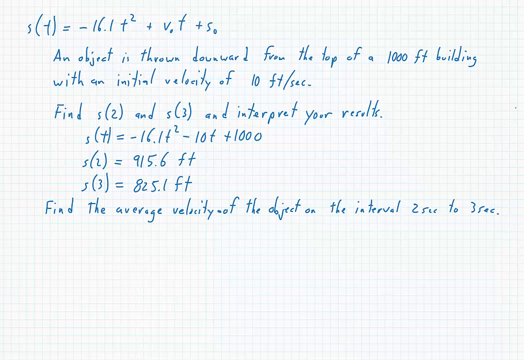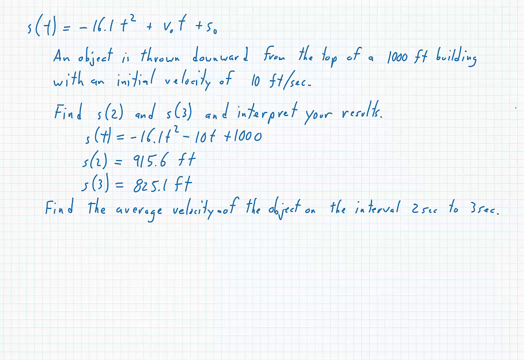So we're asked to interpret our results. S of 2 is the height of the object after 2 seconds have passed. So it's still at a height of 915.6 feet. It started at 1,000 feet, so it's fallen about 84 to 85 feet in those first 2 seconds. S of 3 is 825.1 feet, and that tells us the height that the object still has remaining to fall, if you will. And we could also look at that as telling us that the object has fallen about 175 feet total since it was thrown downward from the top of the 1,000 foot building.